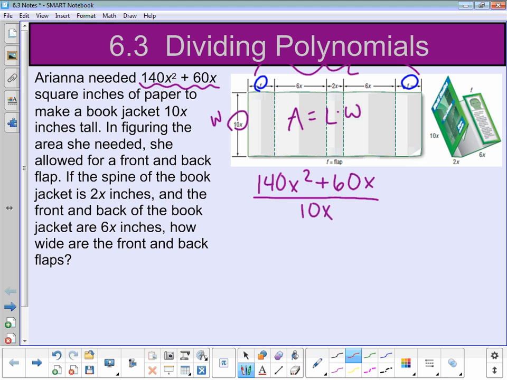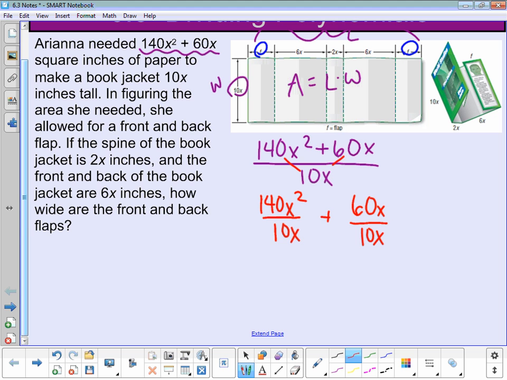So when we divide a polynomial by a monomial, I'm going to split this off into two fractions because both things are being divided by the 10x. So I have 140x squared divided by 10x. I also have 60x divided by 10x. Now when I simplify those two, 140x squared divided by 10x is 14x, and 60x divided by 10x is 6. So I know that my length is equal to that. Well, the 14x comes from right here: 6x plus 2x plus 6x is equal to 14x. So that's taken care of.